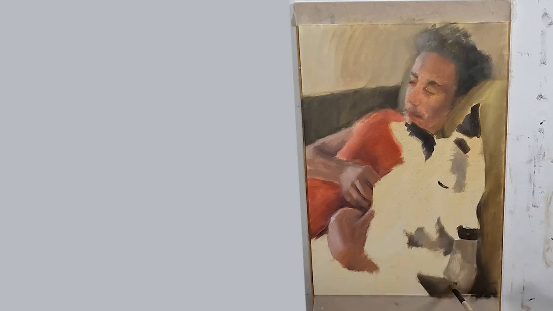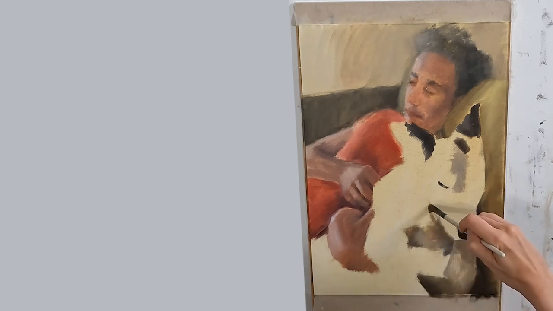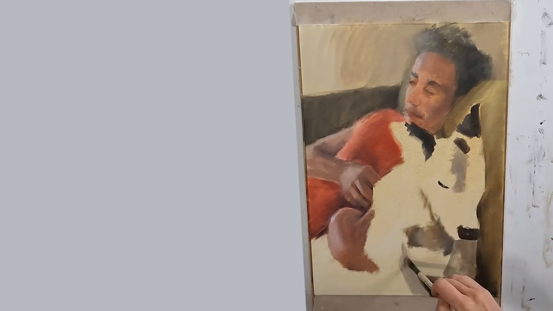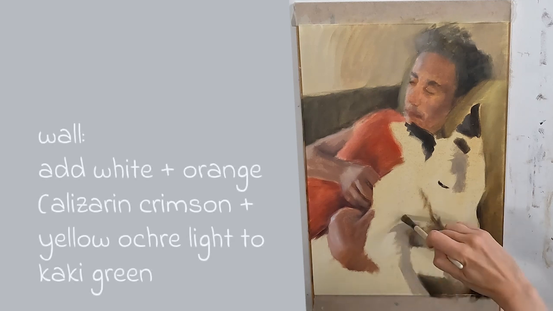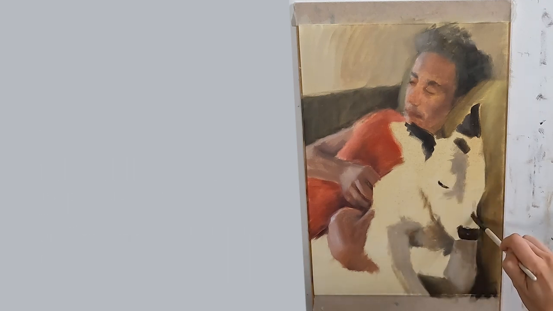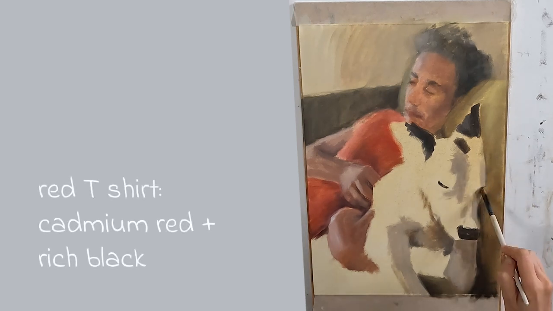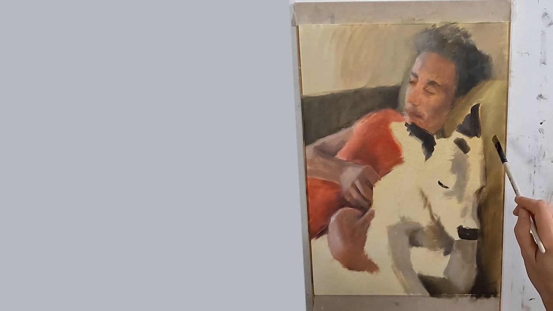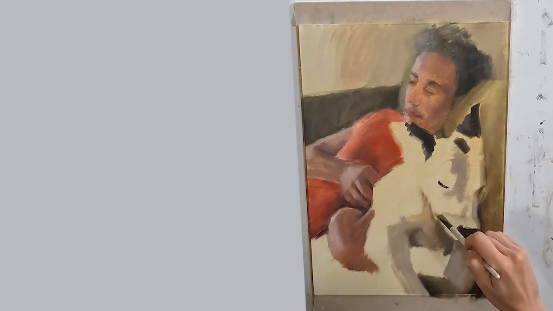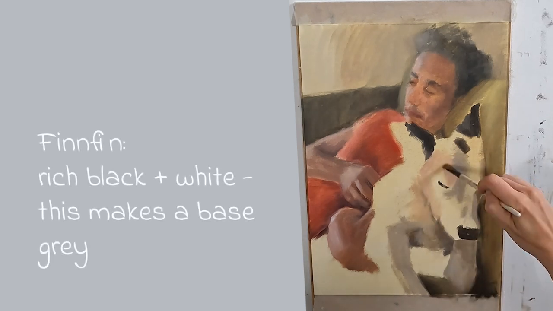For the sofa, I am using my rich black plus yellow ochre light to give me that khaki green colour. For the wall area, I have added a good measure of white to my khaki green, plus a little of my orange mixture of yellow ochre light and alizarin crimson. For my red t-shirt, I have mixed a little of my rich black into my cadmium red, just to take the punch out of that primary colour. For Finfin, I have used my rich black and added white to give me a grey.